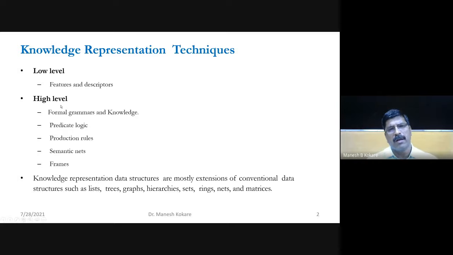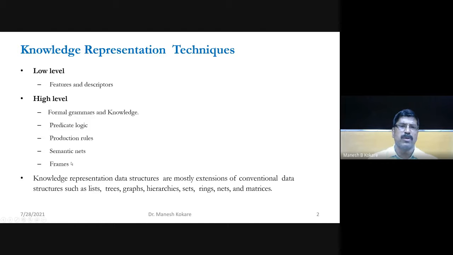And then yesterday I talked about high level features, and in that basically the formal grammar and knowledge, syntax and semantics and so on, and how it is represented. In this talk, I'll be talking about predicate logic, and then production rules, and then semantic nets, frames, scripts, and at the end, I'll talk about how fuzzy logic is also used for representing the high-level knowledge in computer vision.